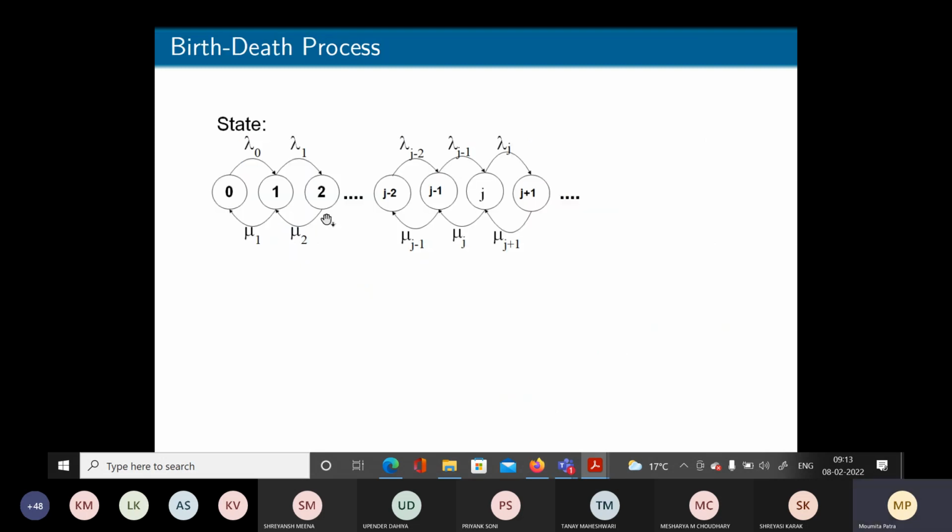Alright, so this is how a birth-death process would look. Here you are having an arrival and a departure. We are not considering the situation where you stay in the same state, just to show you that you have either an arrival or a departure. You have an arrival, you go to the next state; you have a departure, you go to the previous state. Arrivals are represented as lambdas and departures are represented as mus.